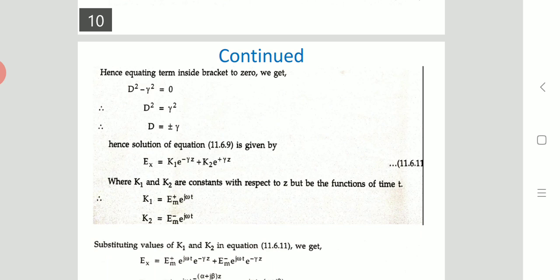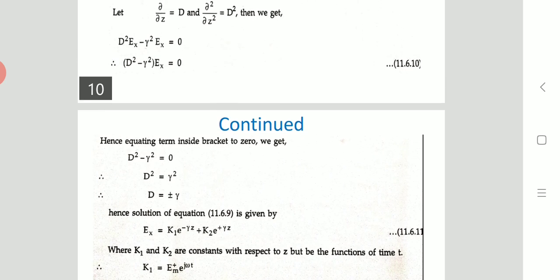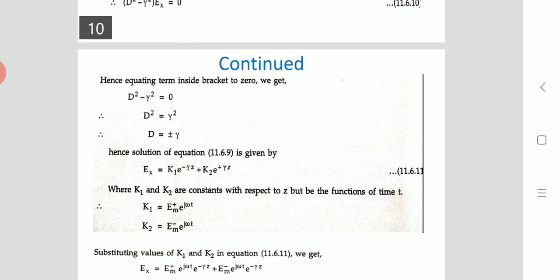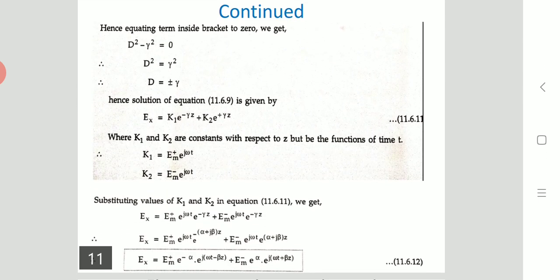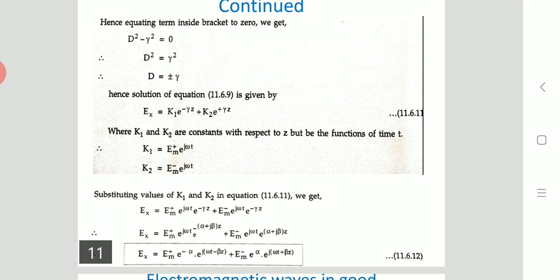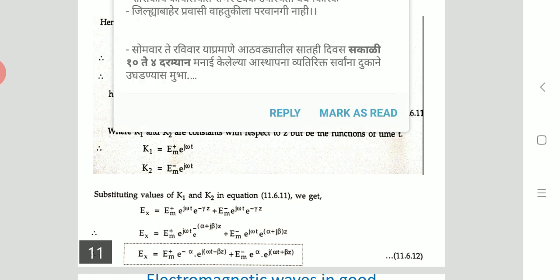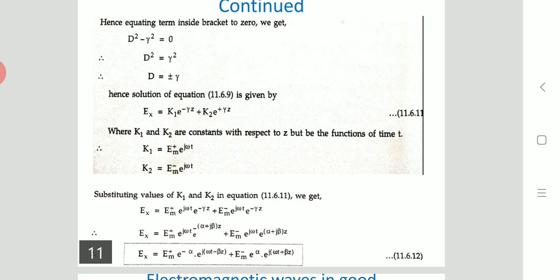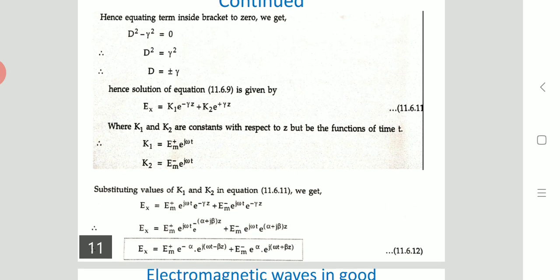So the solution of equation 11.6.9 is given by Ex is equal to k1 into e raised to minus gamma z plus k2 into e raised to plus gamma z. This is equation 11.6.11. Here k1 and k2 are constants with respect to z but functions of time t. So k1 is Em plus e raised to j omega t, and k2 is Em minus e raised to j omega t.